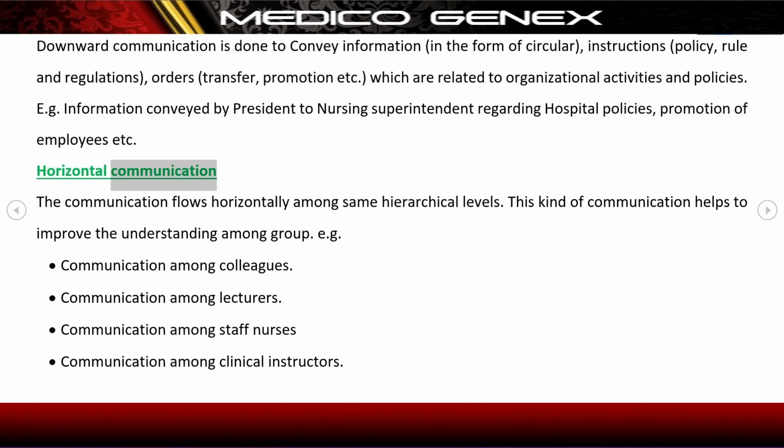Horizontal communication. The communication flows horizontally among same hierarchical levels. This kind of communication helps to improve the understanding among the group, e.g. communication among colleagues, communication among lecturers, communication among staff nurses, communication among clinical instructors.